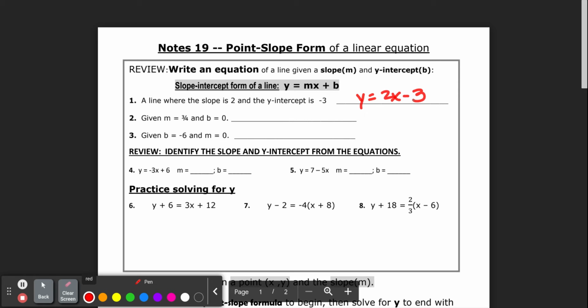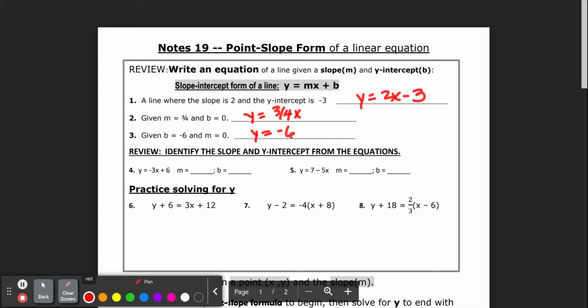And then given m is 3/4 and b is 0, so that would be y equals 3/4 x. And then on number 3, given where the y-intercept is negative 6 and the slope is 0, that would just be y is equal to 0x, and 0 times x is 0, and 0 minus 6 is negative 6.